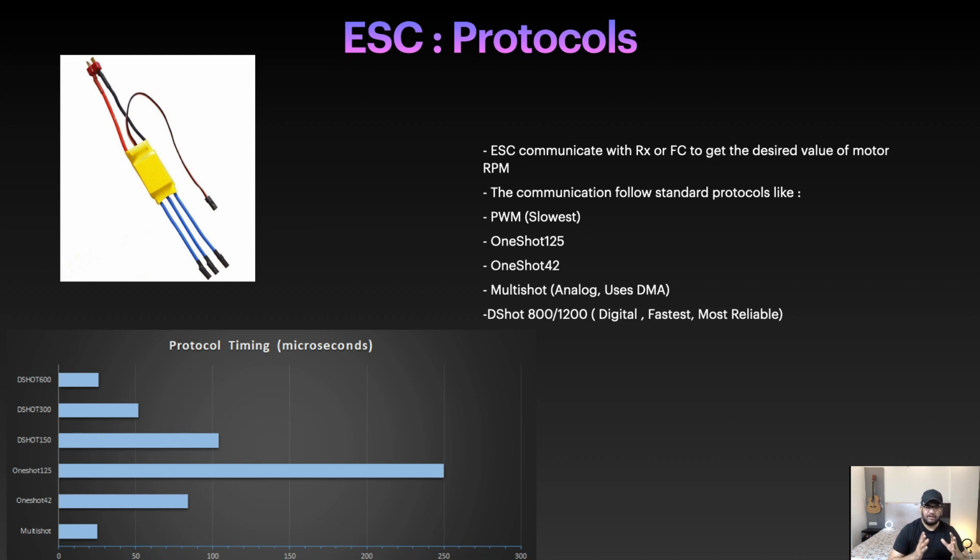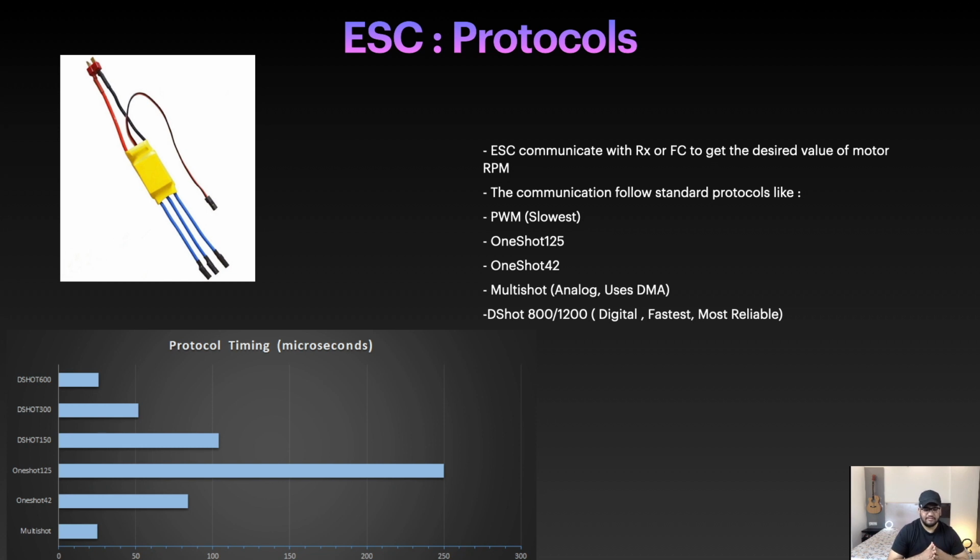The flight controller sends zeros and ones to the ESC, and the ESC understands how much RPM the flight controller wants the motor to revolve at. MultiShot is an analog protocol. That means it is again sending analog pulses, and the ESC needs to calculate how much RPM it needs to be sent. So DShot is of course the fastest, digital, and most reliable protocol. But if you want an analog protocol and you want the fastest, MultiShot is the option, and it uses something called DMA, or direct memory access. If you are someone from an embedded background, you know that DMA is a peripheral you can use to do a lot of data transactions in very little time.